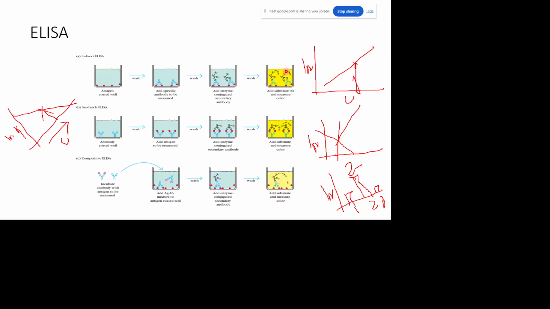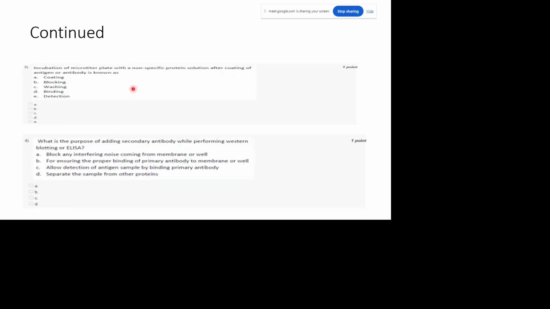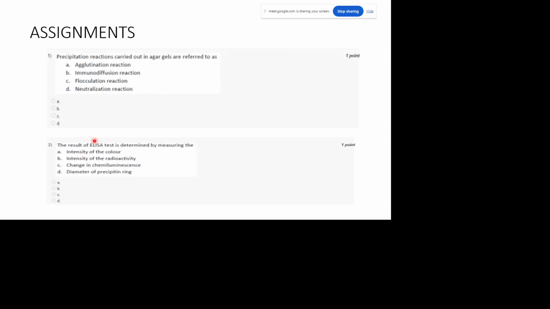Right? Here the enzyme is linked with the secondary antibody, and we use a chromogenic substrate which is converted into a colored product. This color, the intensity of the color, will be measured to know the concentration of the corresponding protein. Right? So here the answer will be option A, intensity of the color.